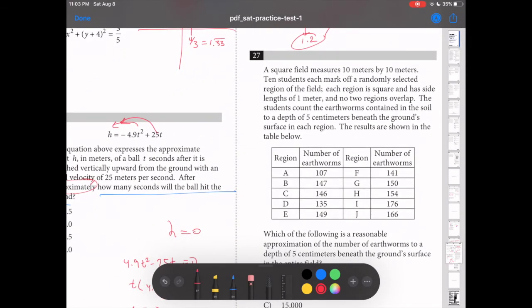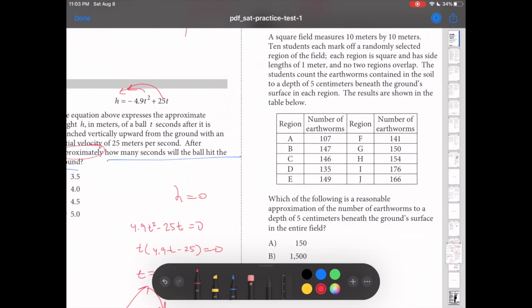27. More charts. All right. This has a lot of buzzwords, but we basically just need to extrapolate in this scenario. Find the average of 10 regions that they gave us, A through J, and then multiply by 10 to get 100, which is the actual number of squares in this square field, because it's 10 meters by 10 meters.